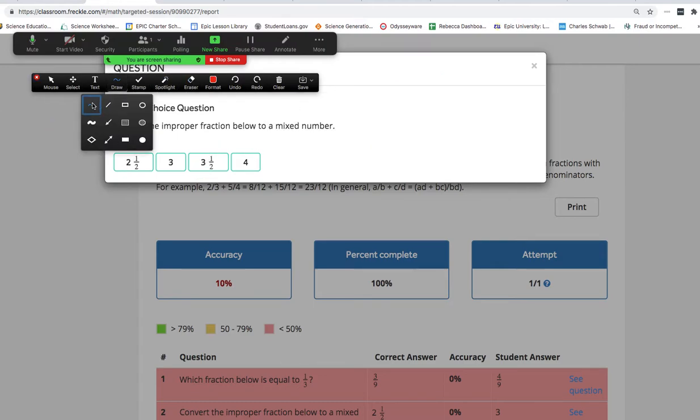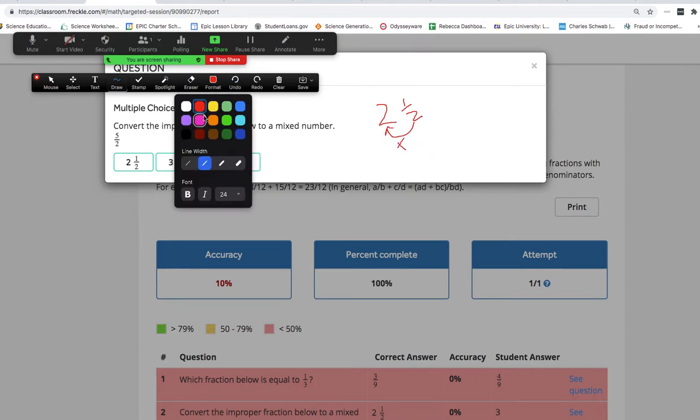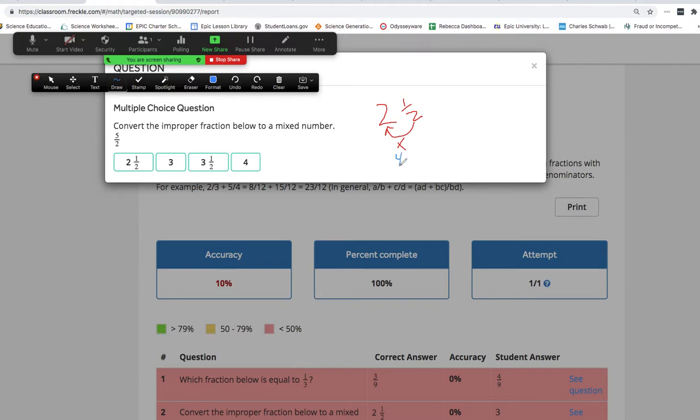Let's look at this one, 2 1/2. 2 times 2 is 4, and 4 plus 1 is 5. So that gives us 5. And then you keep the same denominator. You always keep the denominator the same. So that's going to be 5 over 2, and that's the answer right there.